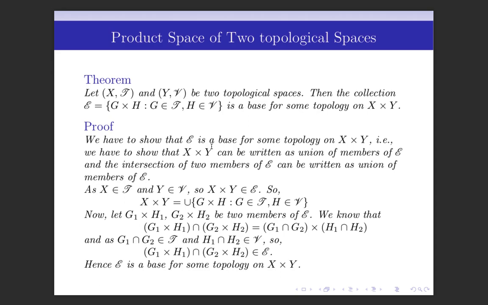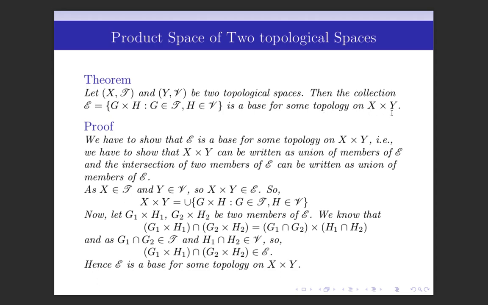The theorem states that, let (X, T) and (Y, V) be two topological spaces. Then the collection E containing Cartesian products of members of T and V, that is, containing sets of the form G cross H where G belongs to T and H belongs to V, is a base for some topology on X cross Y.